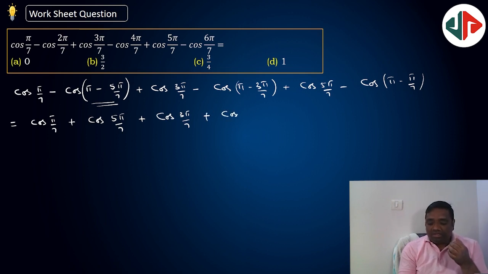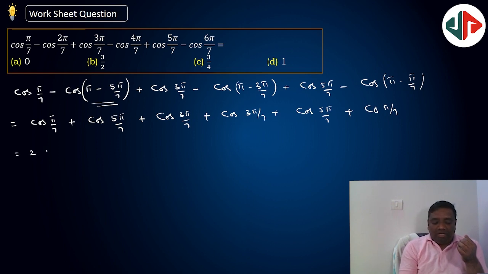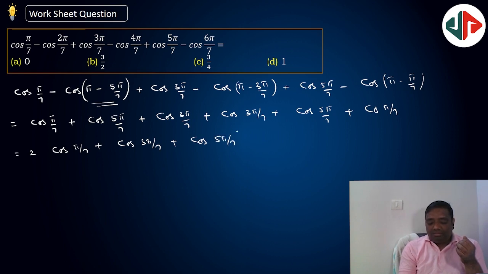So it becomes cos of 3 pi by 7 plus cos of 5 pi by 7, and this is also cos of pi by 7. So finally the answer we got is 2 times cos of pi by 7 plus cos of 3 pi by 7 plus cos of 5 pi by 7. So this total value is nothing but this value. I am simplifying like this.